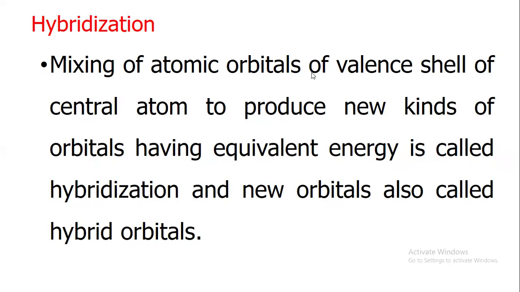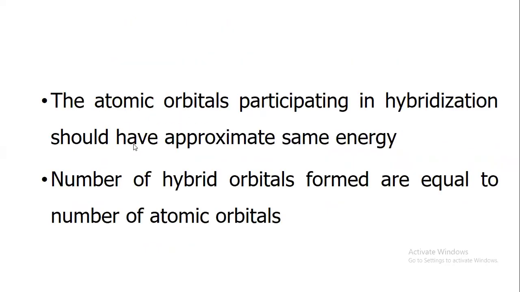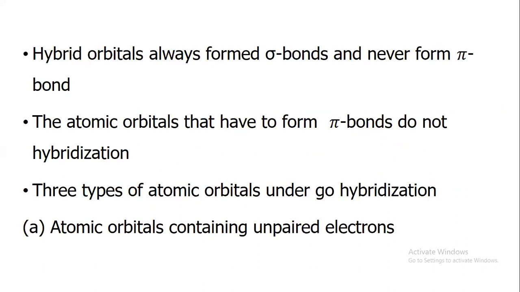Hybridization: mixing of atomic orbitals of the valence shell of the central atom to produce new kinds of orbitals having equivalent energy is called hybridization, and the new orbitals are also called hybrid orbitals. Rules of hybridization: it is the atomic orbitals of the valence shell of the central atom that participate in hybridization. The atomic orbitals participating in hybridization should have approximately the same energy. The number of hybrid orbitals formed is equal to the number of atomic orbitals.